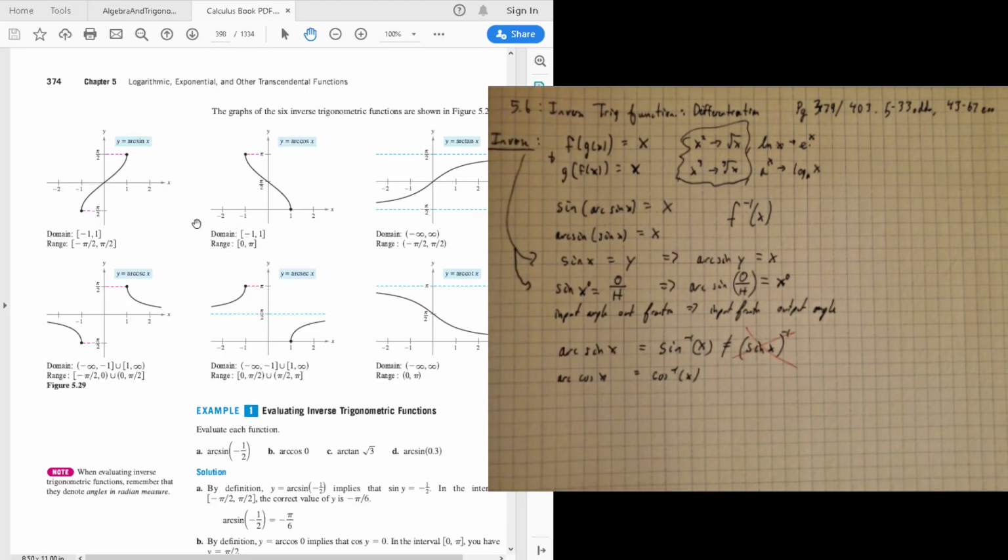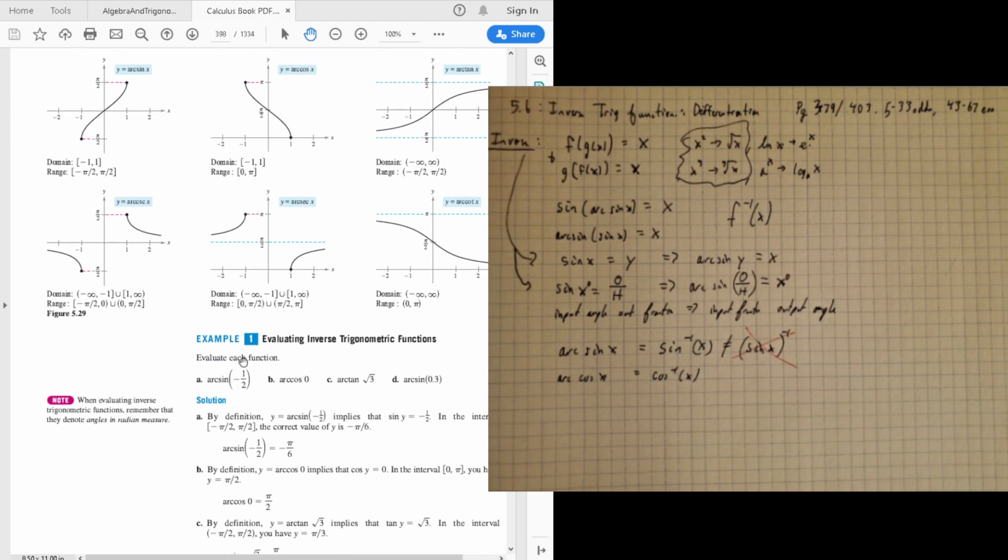Here they are. Note again the domains, the restrictions on these, because that can play a big role in how the functions interact. But the big one is to understand how they work together. Okay, now we're going to talk about evaluating.